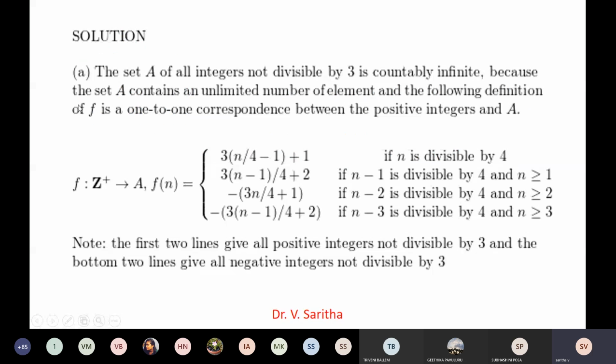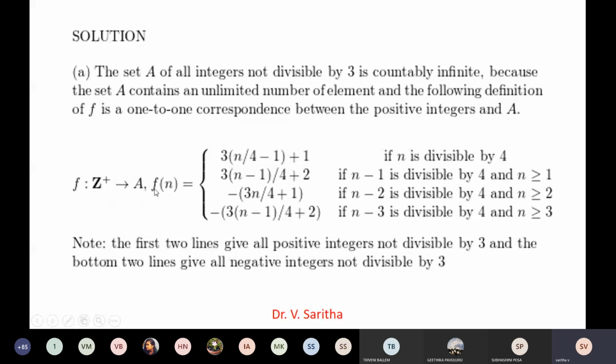The first point is that the set A of all integers not divisible by 3 is countably infinite, as we all know, because the set A contains an unlimited number of elements, and the following definition of F is a one-to-one correspondence. This is the reason for the first question, or the A part, and the second part answer is this one. Here Z plus is the set of positive integers and A is the set of integers that are not divisible by 3. So we are making a one-to-one correspondence.